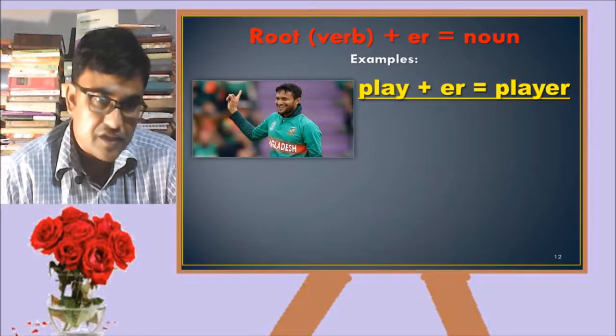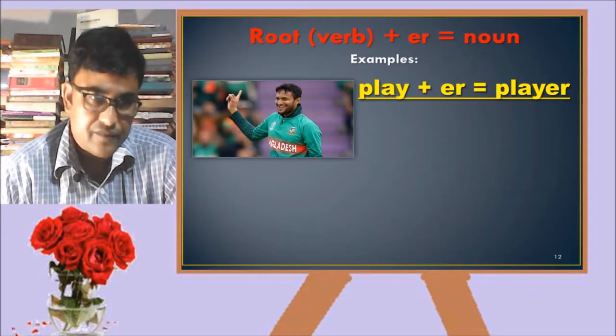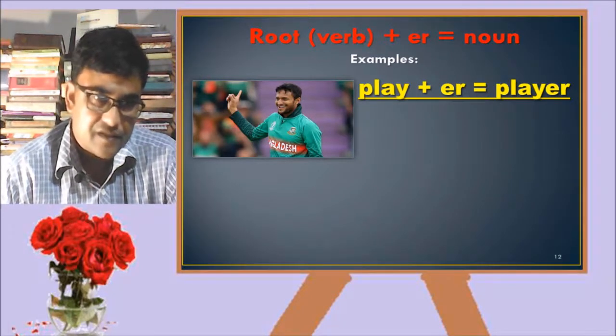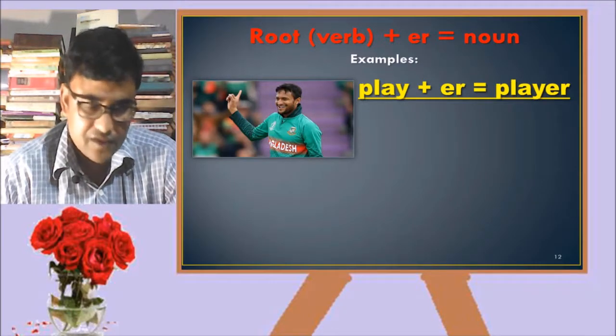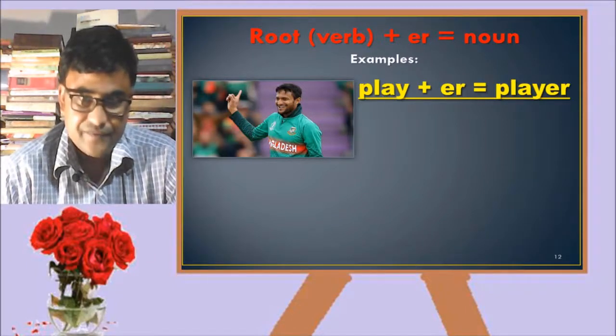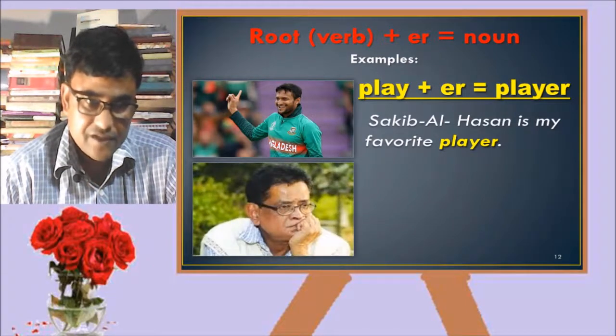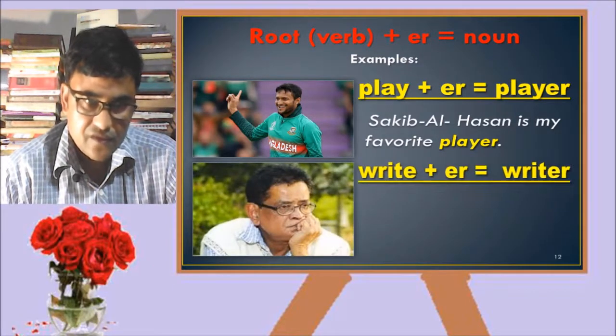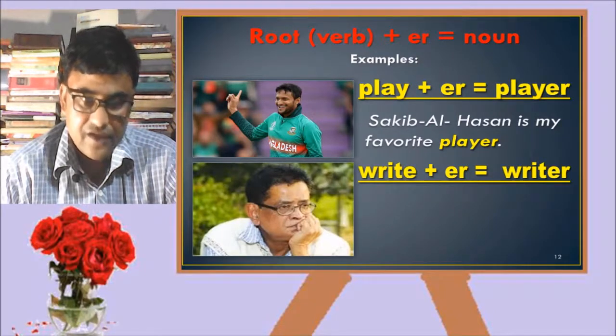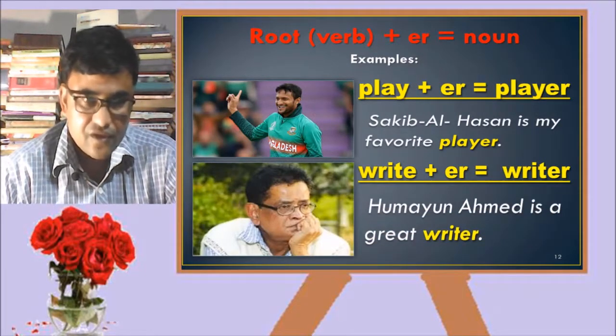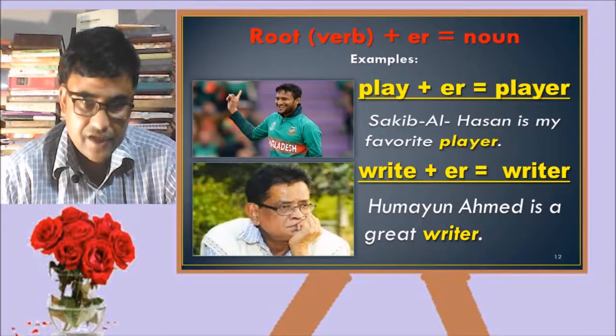Root plus er equals noun. First look at the picture. You know that this is our Shakib Al Hasan, the world-class cricketer and world-class all-rounder also. We're proud of him. Am I right? Are you with me? Okay, sure. Shakib Al Hasan is my favorite player. Look at this picture. Write plus er equals writer. Humayun Ahmed is a great writer.